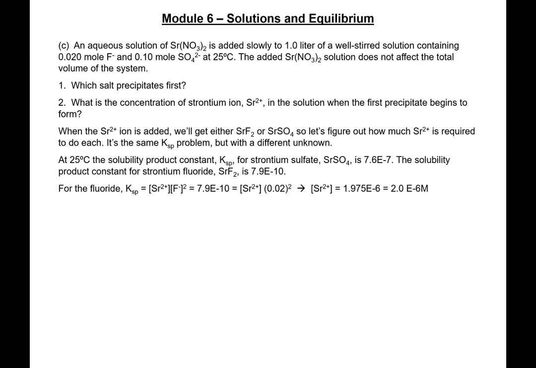Now the unknown we have is strontium. We know the Ksp, it's given. We know the fluoride because it's in the problem statement: 0.020 moles in a liter of well-stirred solution. That's 0.02 molar. I plug that in for my fluoride. Now I solve for strontium, and I get about 2 times 10 to the minus 6 molar.